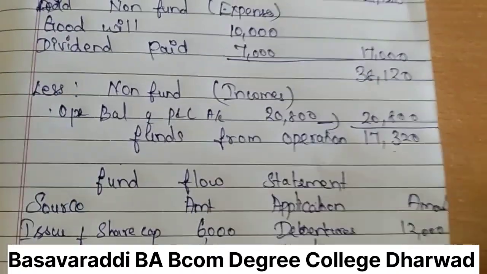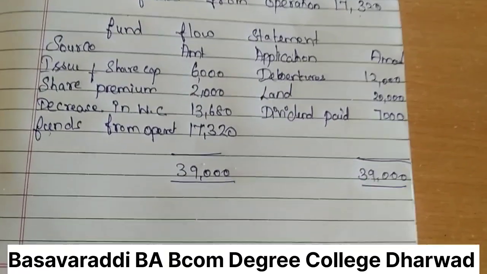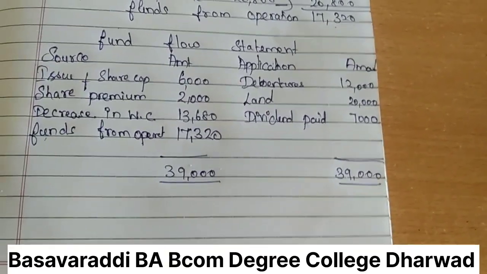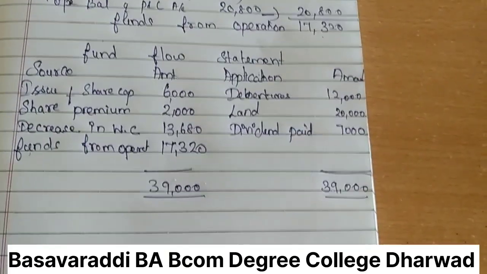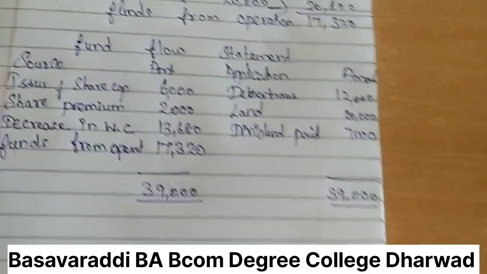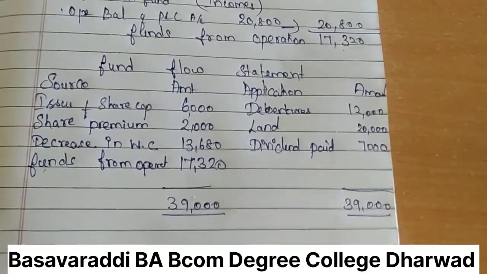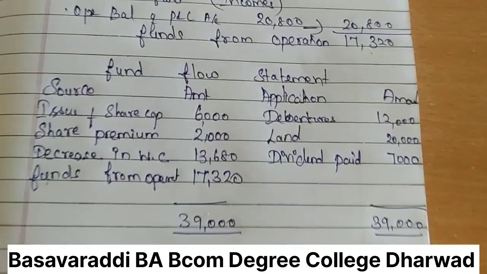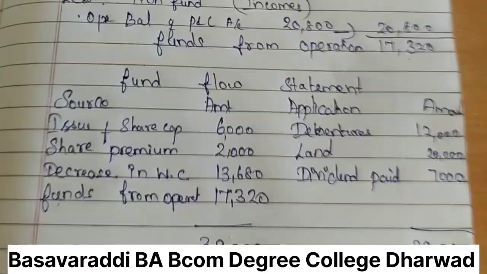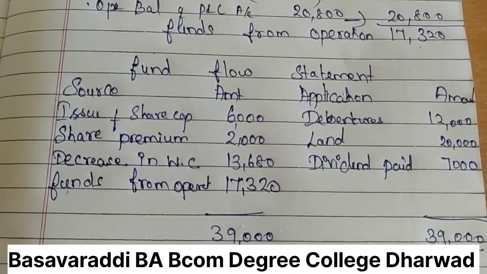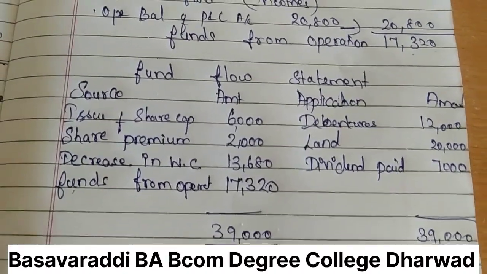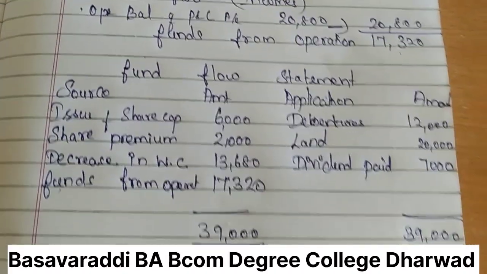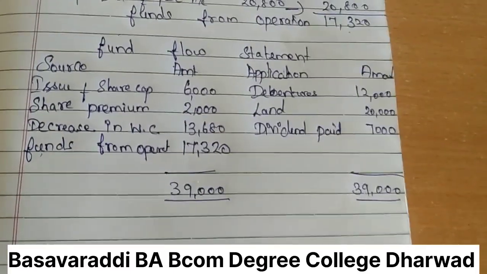After completing these two charts, you come to the fund flow statement of source and application. So already I told about source and application. What and all sources for the concern, that is called a source. That means issue of share capital, share premium, what and all sales occur in the organization. All those we consider as a source of the company.